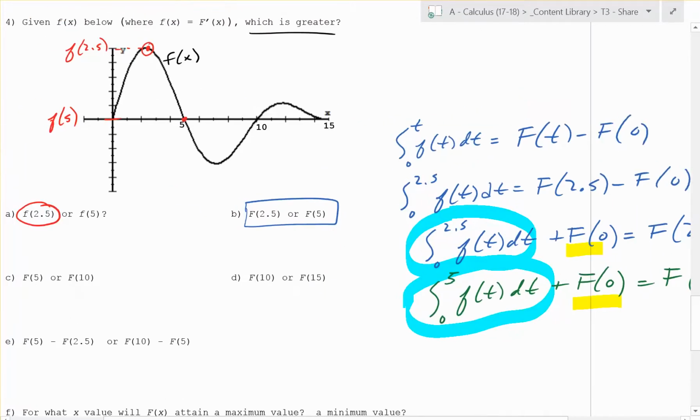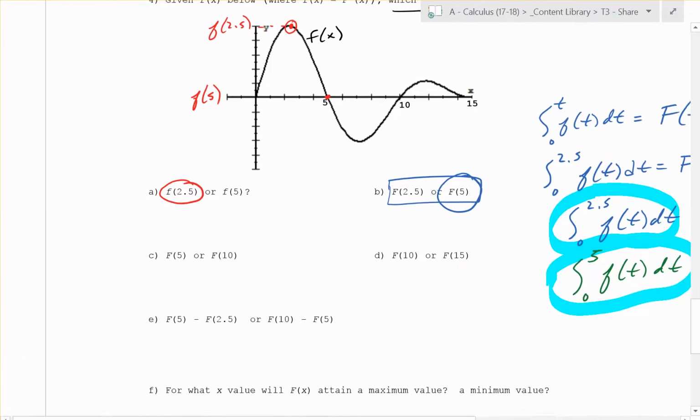Which is bigger? The area under the curve from 0 to 2.5. What's bigger? This area right here, or if you keep on going to 5. What's bigger, half of it or the whole thing? Well, the whole thing is going to be bigger. So f of 5 is bigger.